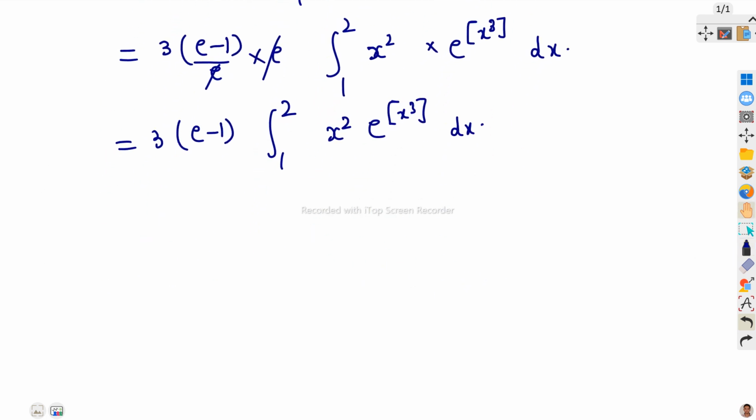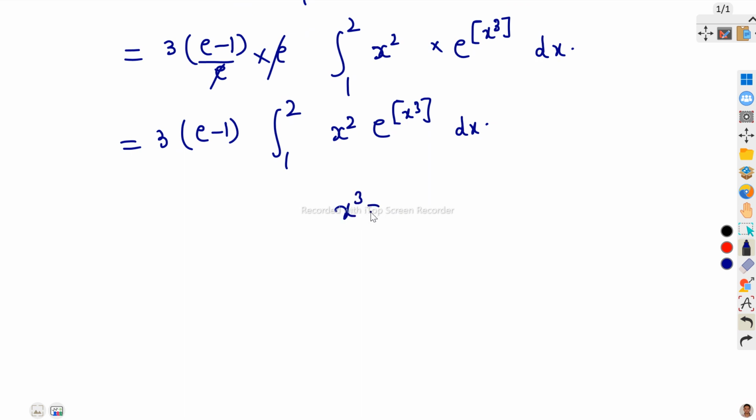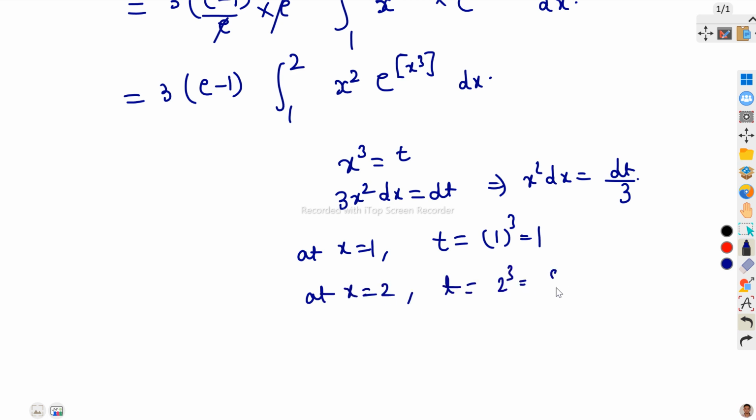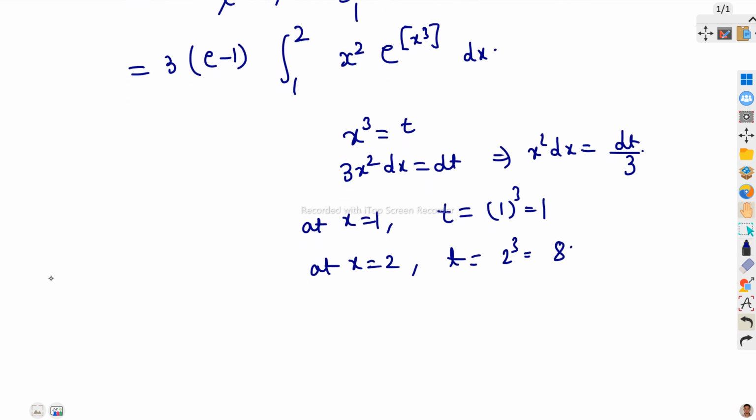Again, we are going to substitute x³ equals t. So if we take x³ equals t, this becomes 3x² dx equals dt, and this implies that x² dx equals dt upon 3. So we can replace x² dx by dt/3. For the limits of integration, at x equals 1, t equals 1³ equals 1, and at x equals 2, t equals 2³, which is 8. So our limits of integration change to 1 to 8.